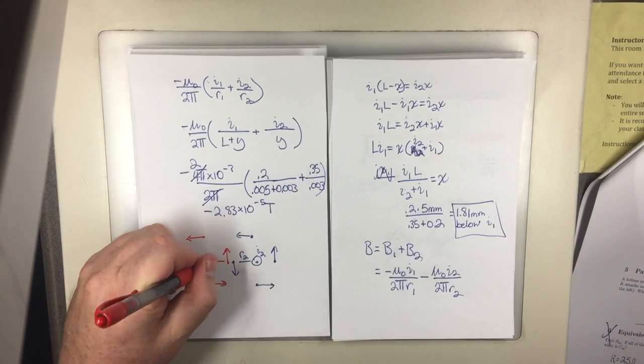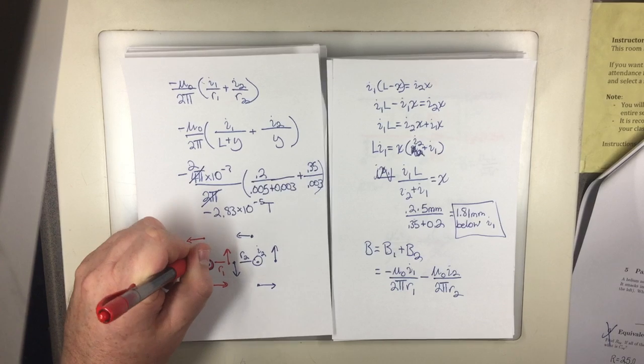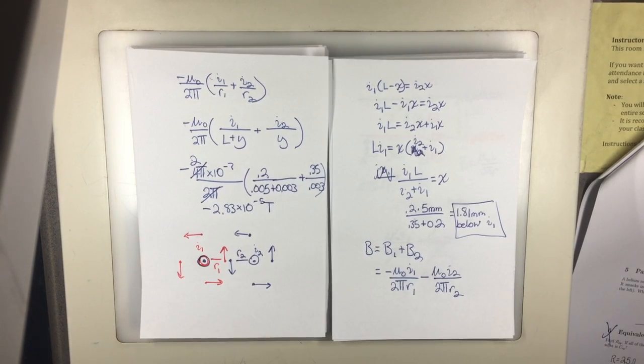This is R2, and that is R1 for I1. So when I said find the point at which the B field is 0, what I'm really saying is that those two B fields cancel so that the sum is 0. You got an up, you got a down, they add up to be 0. And that's what I'm asking for.